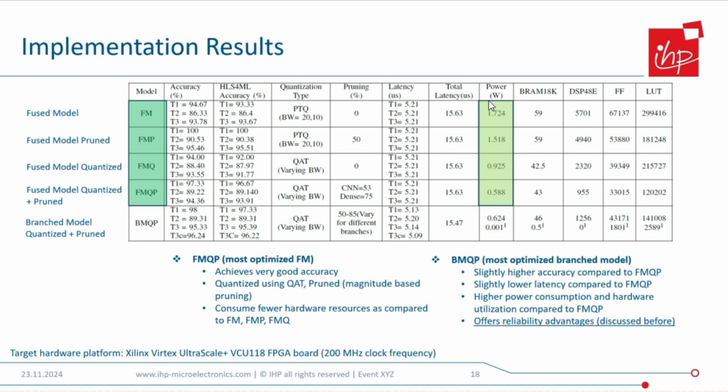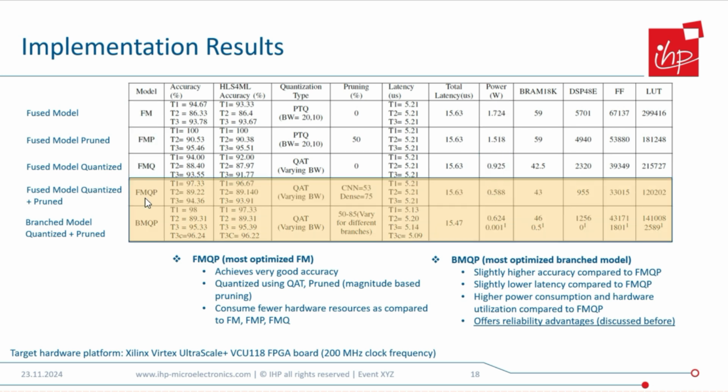And you can see that the more we optimize, the more we are seeing the reduction in the power, right? As this is the most optimized fused model, which is also quantized and pruned, you can see that this is consuming the least amount of power. And between fused and branch model, you can see that there is a slight difference in the accuracy. Branch models give you slightly better accuracy with slightly higher power consumption and a slight increase in the hardware resource utilization, but it gives you reliability advantages which we have discussed before.